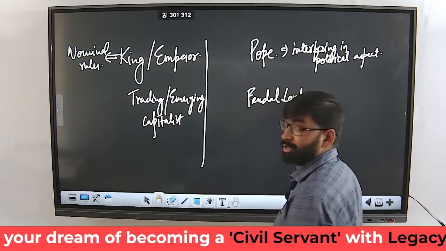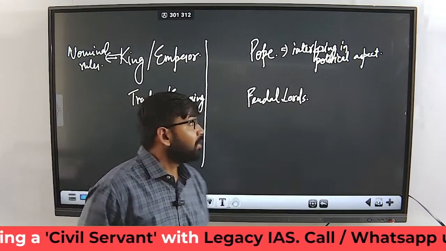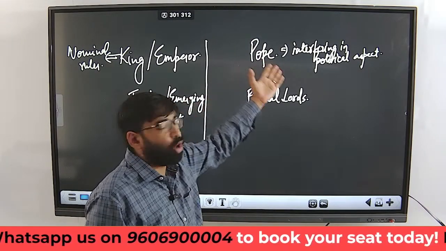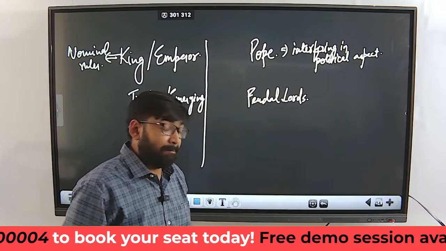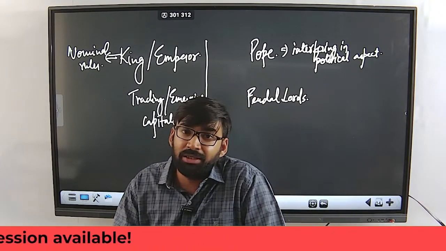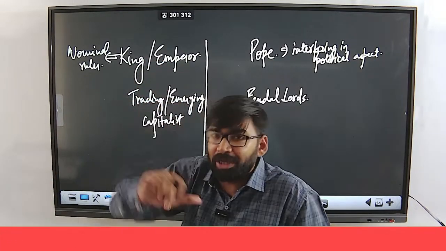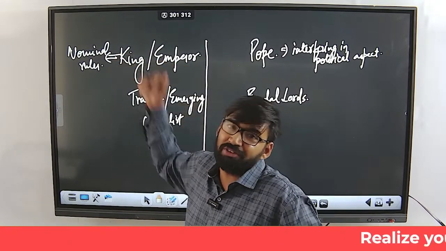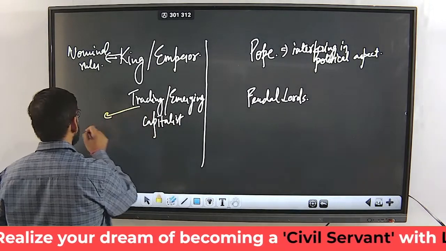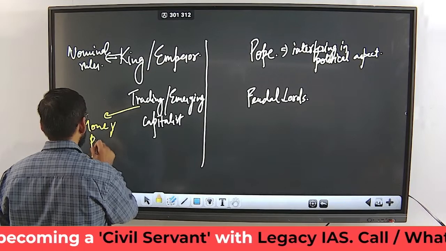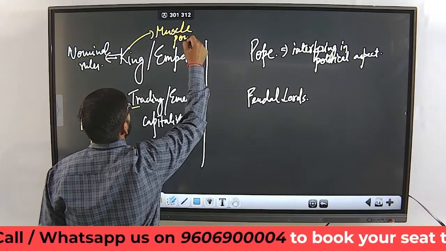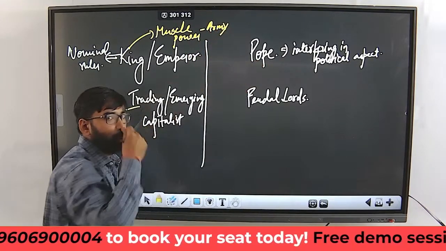Getting my point? Now see the most important concept here, that the interest of king and trading class will be matched together. Why? Because their enemies are common, Pope and feudal lords. Okay, but trading class cannot wage war because capitalist class, they are not having army, but they have money, and war cannot be fought without money. So emperor and king was having army, but he was not having money. So vice versa, these capitalist class are having money power. King was having muscle power, that is army. Against Pope. Getting my point?